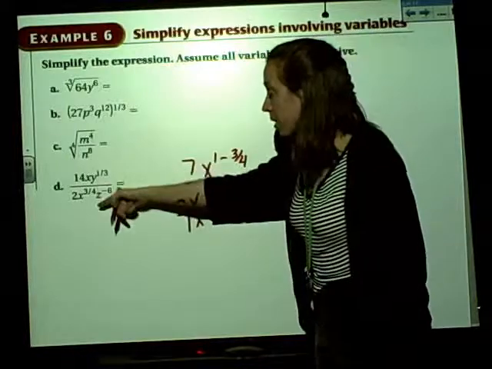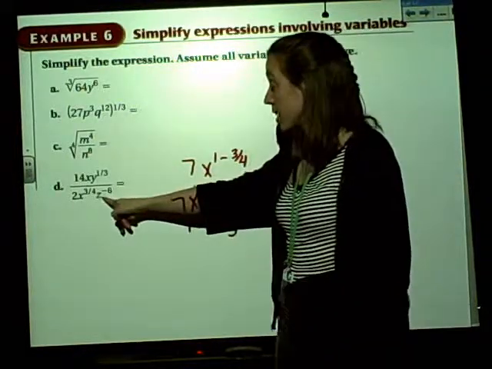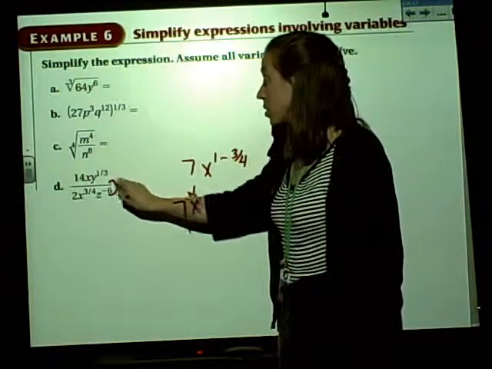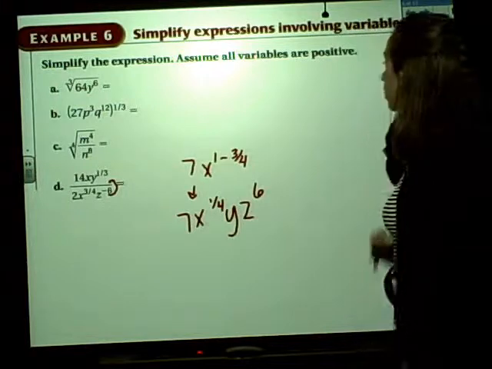Y has no other exponents in there. And z was a negative on the bottom, so we're going to move it to the top to turn it positive. And that's my answer.